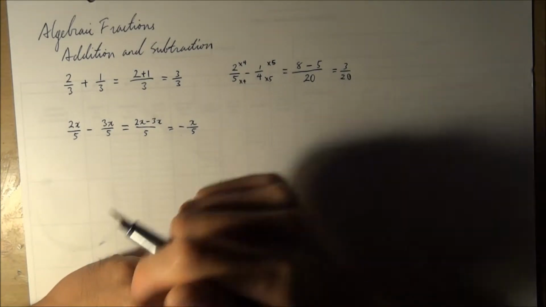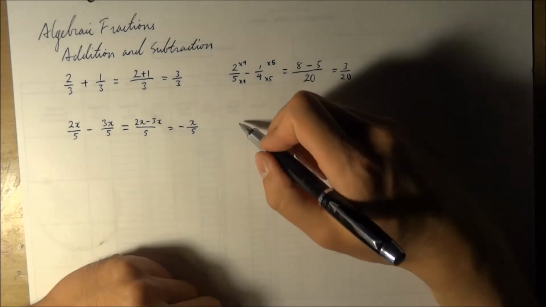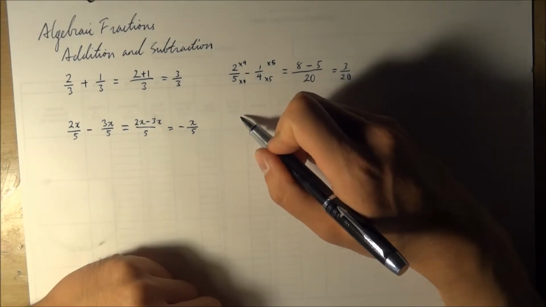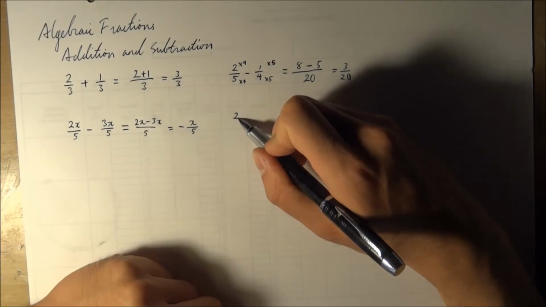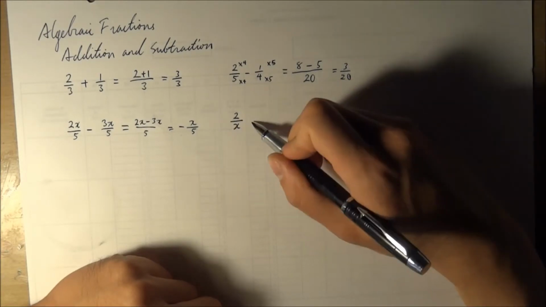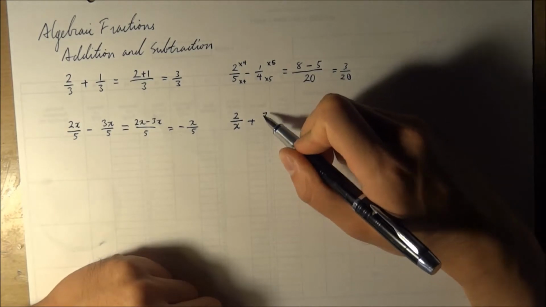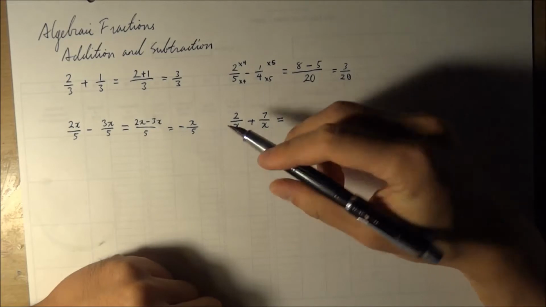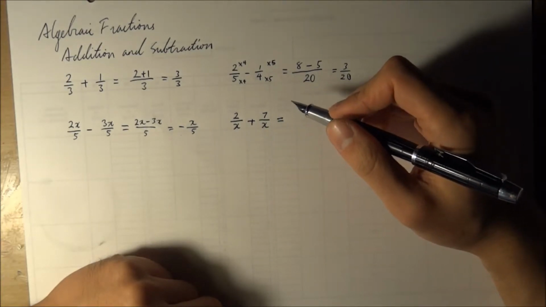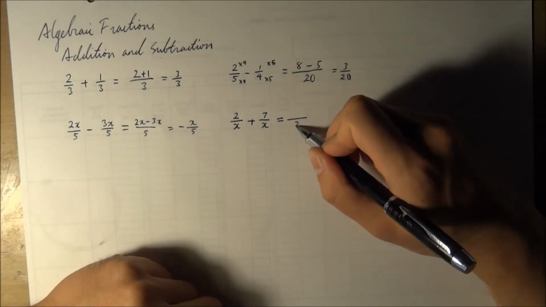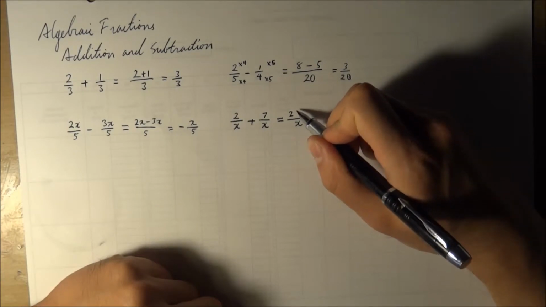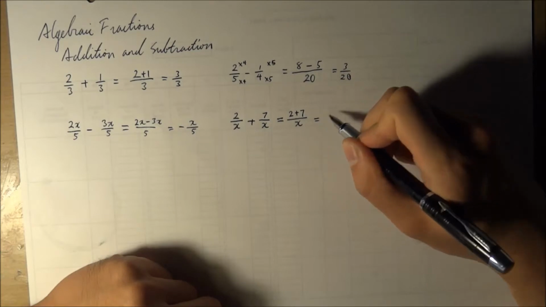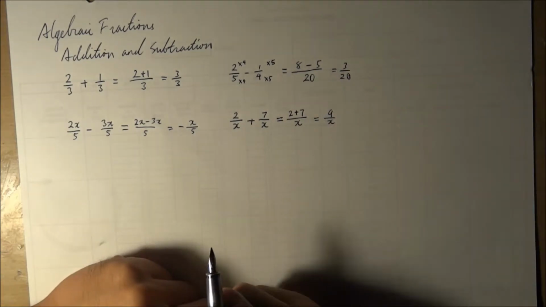However, sometimes, well, actually, it's the same if the pronumeral is in the denominator as well. So for example, 2 divided by x plus 7 over x. Since the denominators are equal, we can just operate on the numerators, which would give 9 over x.